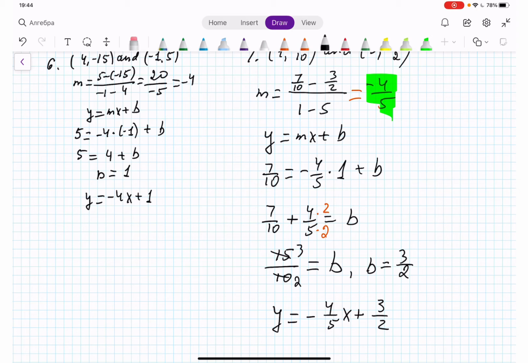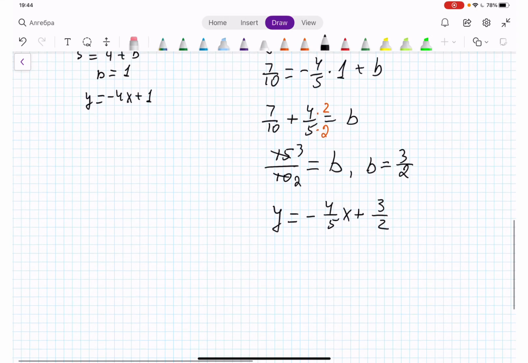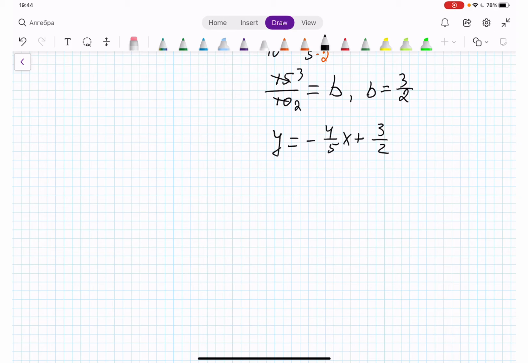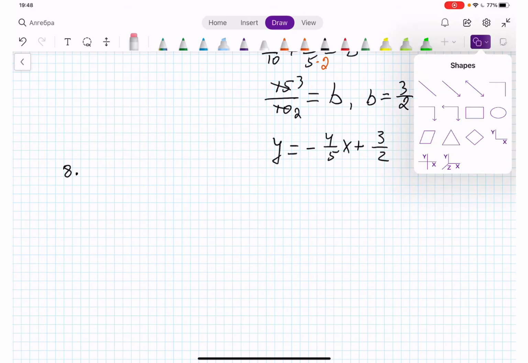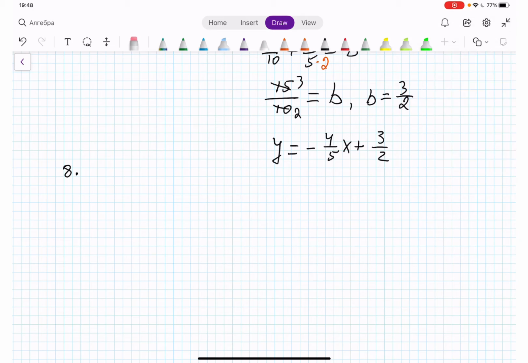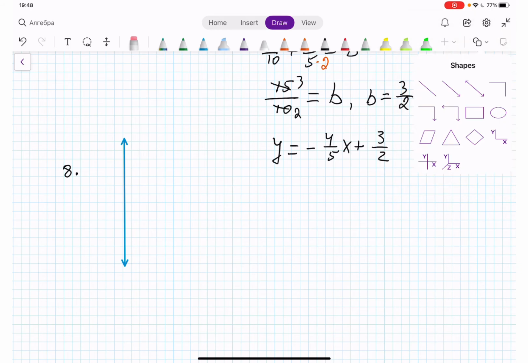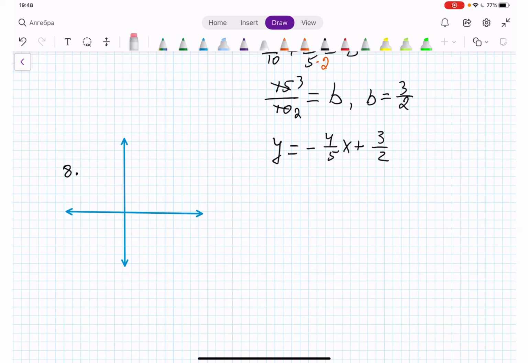The equation of the line is equal, so we need to draw the equation. Number 8. Okay, so question number 8, we are given a line. From the graphing line, we are going to find the equation. What equation describes the line? Okay, let's do it this way. This is my graph.